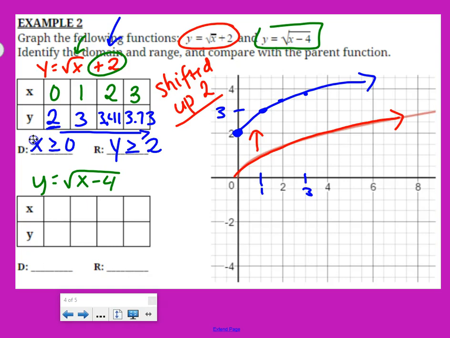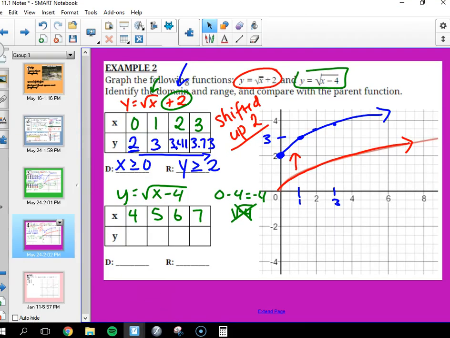Next function, we have y equals the square root of x minus 4. So now for our domain, we can't do 0, 1, 2, 3, because if we put 0 in for x, 0 minus 4 is equal to negative 4, and we can't take the square root of negative 4. So the first value we could put in without getting a negative would be 4, and then we'd have to do anything bigger than 4. So 4, 5, 6, 7 can be put in for x. Use your calculator to evaluate this.